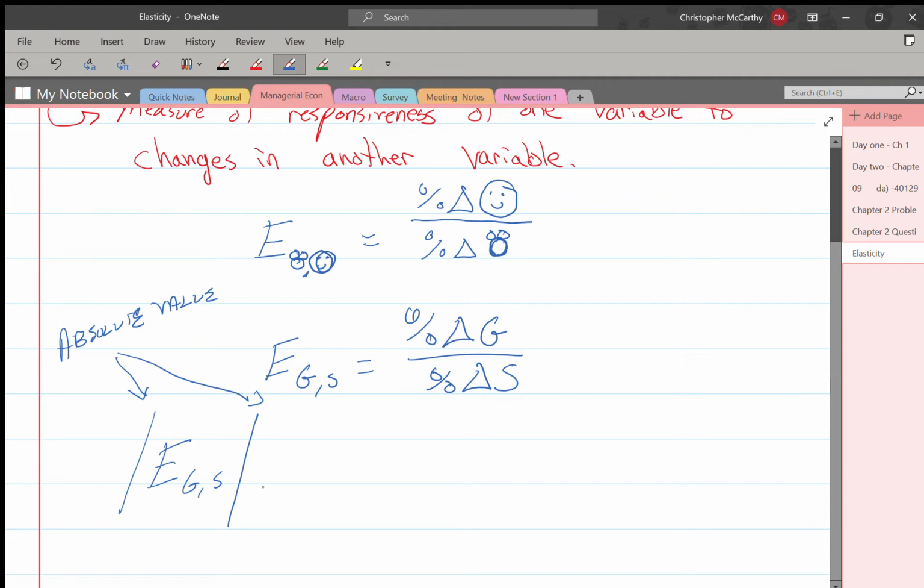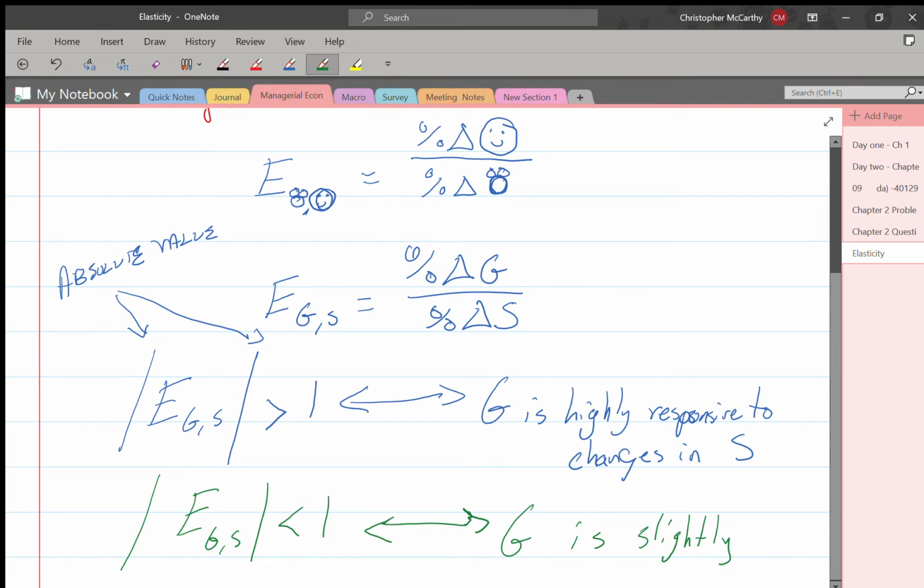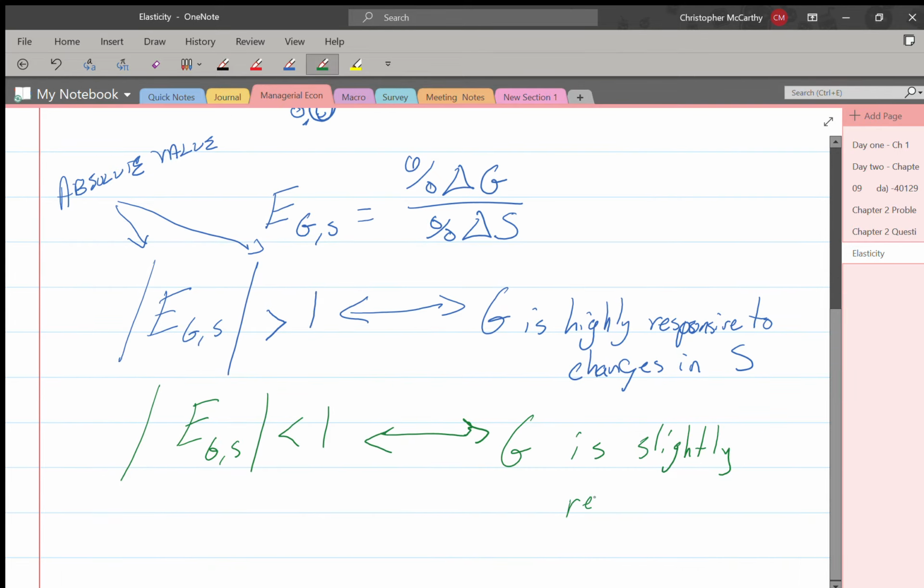So if the absolute value of this measure is greater than 1, then what is that telling me? That's telling me that G is highly responsive to changes in S. Whereas if the absolute value of it was less than 1, then I would say that G is slightly responsive to changes in S.